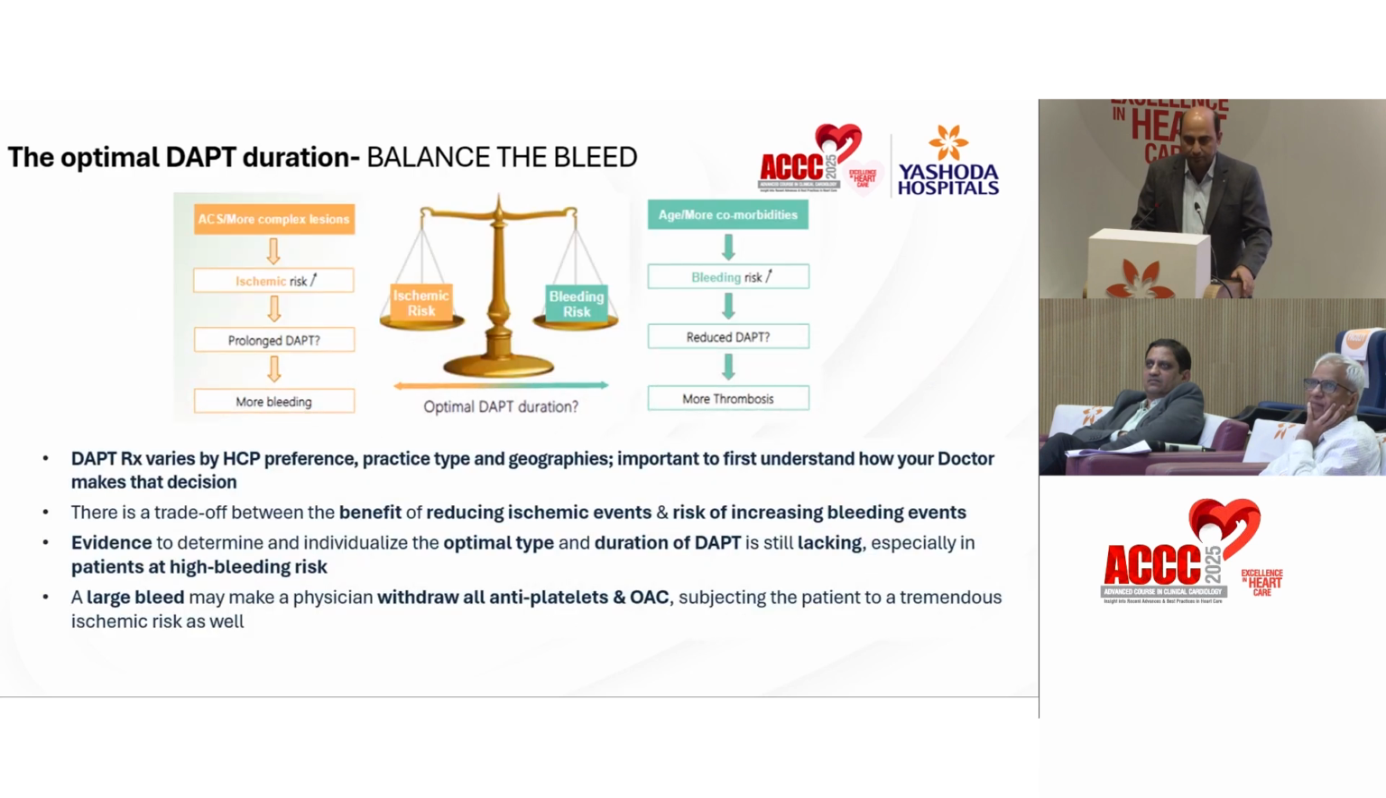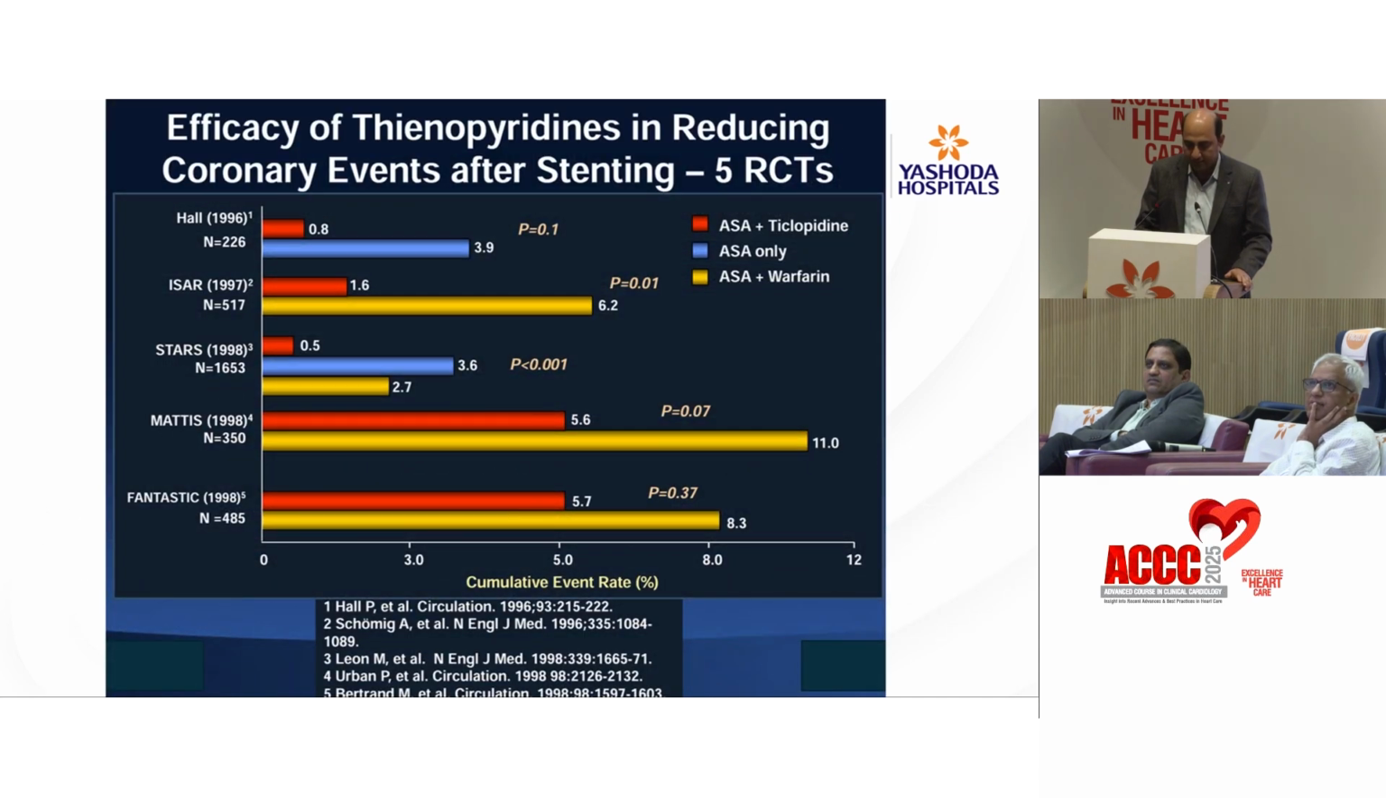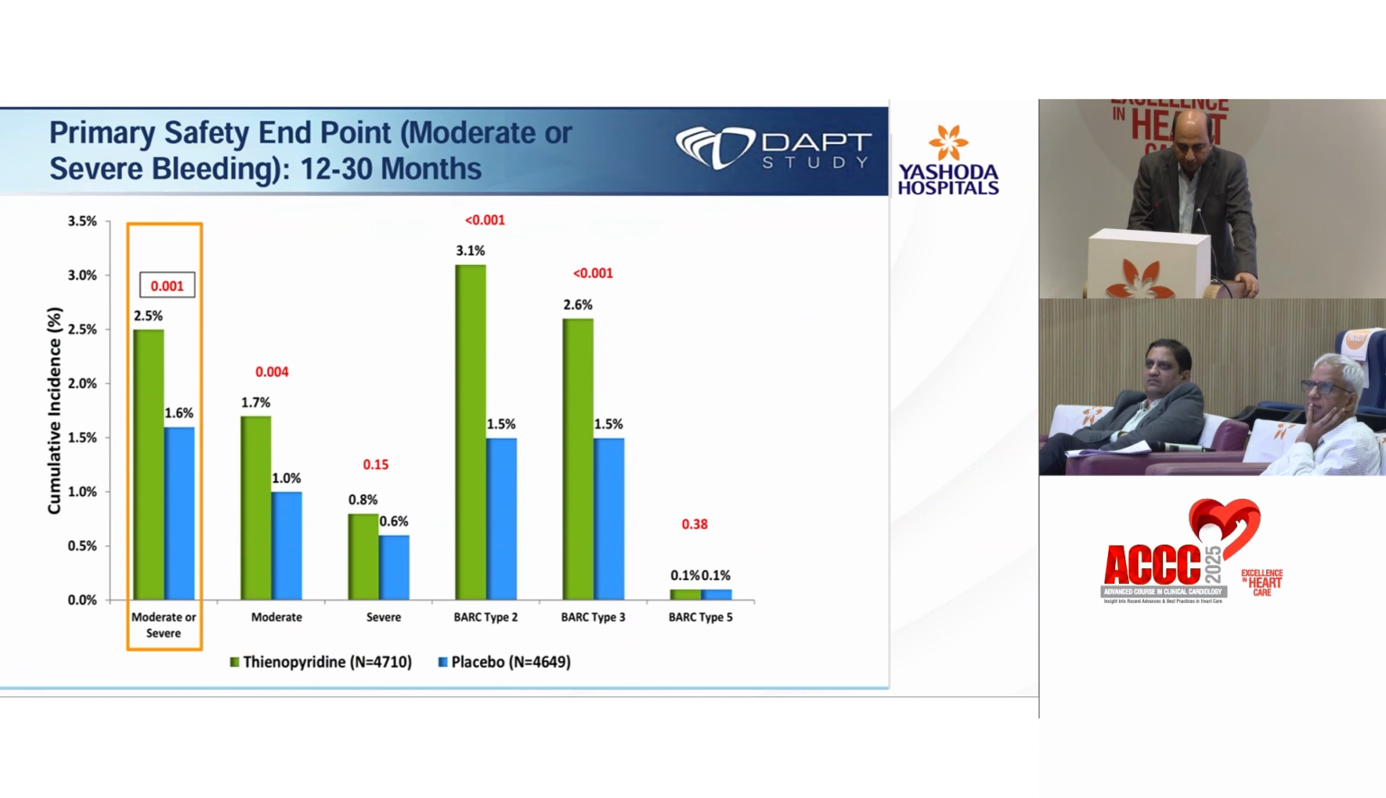So basically it's a balance between ischemic risk and a bleeding risk. So how do we adjust that balance? We know that thienopyridines are definitely of benefit, but the problem with thienopyridine is the bleeding risk which comes with it. So what is the downside of dual antiplatelet? You can see here, patient was given DAPT. Many times we give them DAPT for 3 years, 4 years.